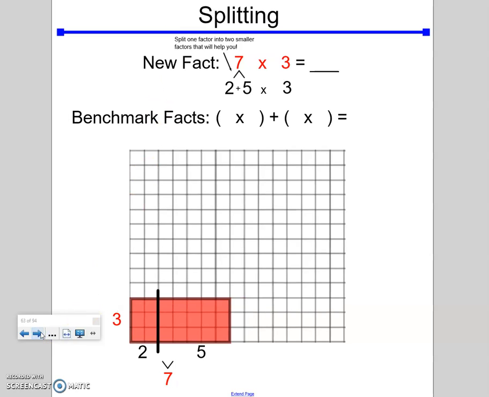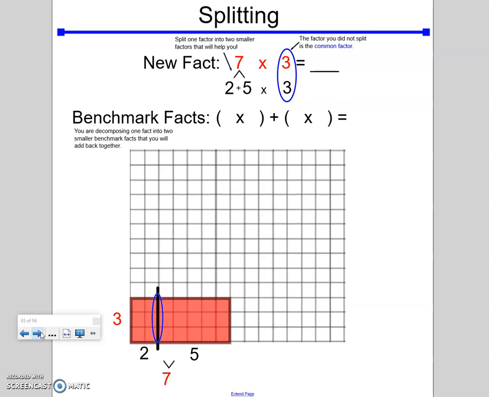Of course, if we split the 7 into a 2 and a 5, the factor of 3 stays the same. It becomes our common factor. So both of our benchmark facts are going to have that common factor of 3. We are decomposing our new fact, 7 times 3, into two smaller benchmark facts, and we're ultimately going to add them together. So as you've seen before, I have kind of a framework here for our expression.